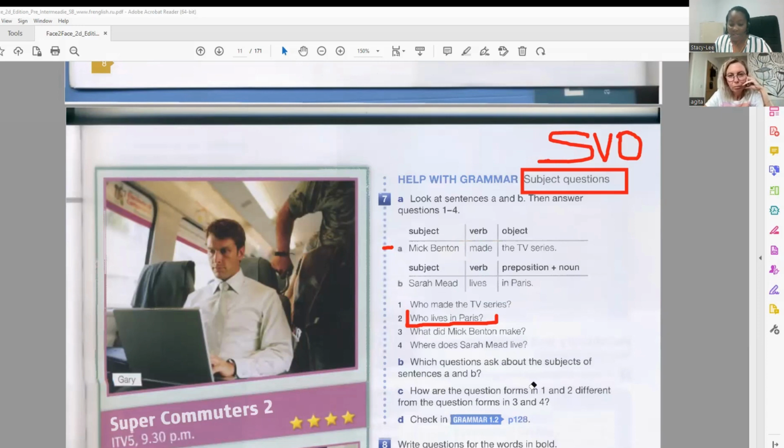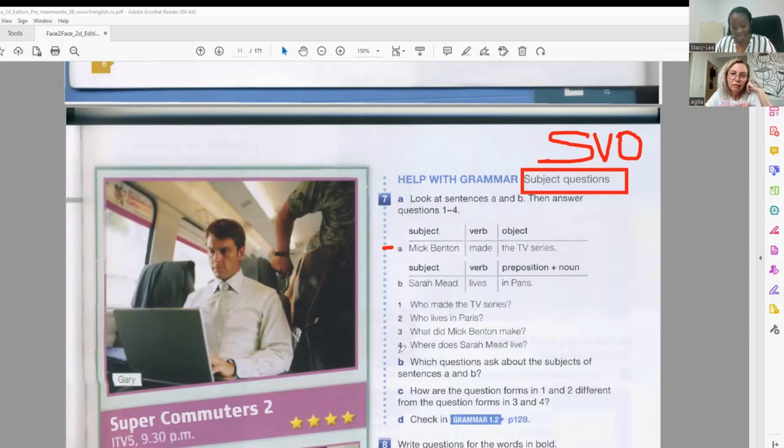Sarah Mead lives in Paris. Perfect answer. Very good. Sarah Mead lives in Paris. Okay. Next. What did Mick Benton make? Mick Benton made the TV series. So Mick Benton made the TV series. Very good. Number 4.